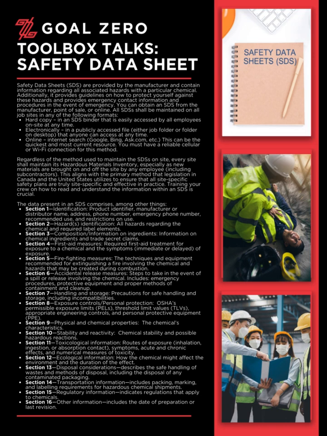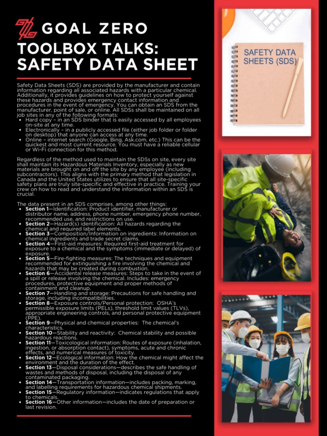Section 3. Composition/information on ingredients. Information on chemical ingredients and trade secret claims. Section 4. First aid measures. Required first aid treatment for exposure to a chemical and the symptoms, immediate or delayed, of exposure. Section 5. Firefighting measures. The techniques and equipment recommended for extinguishing a fire involving the chemical and hazards that may be created during combustion.